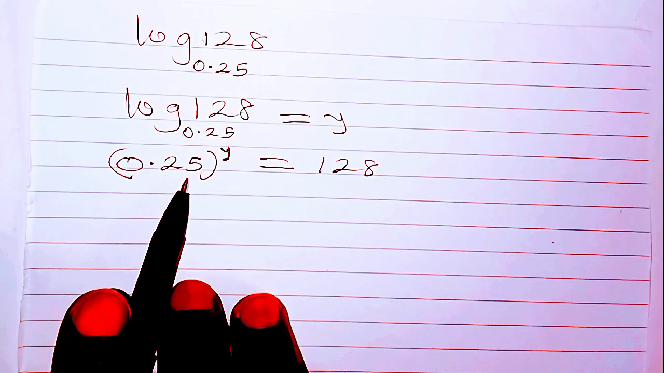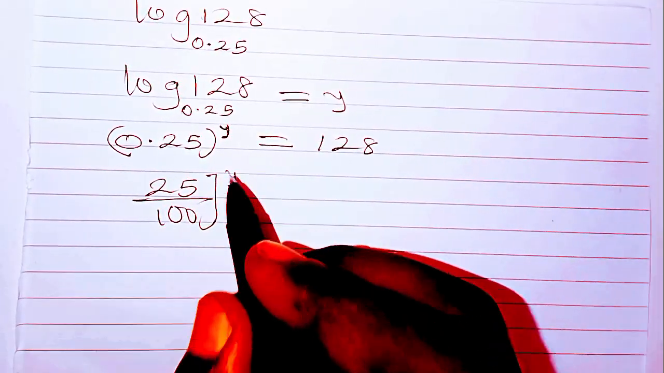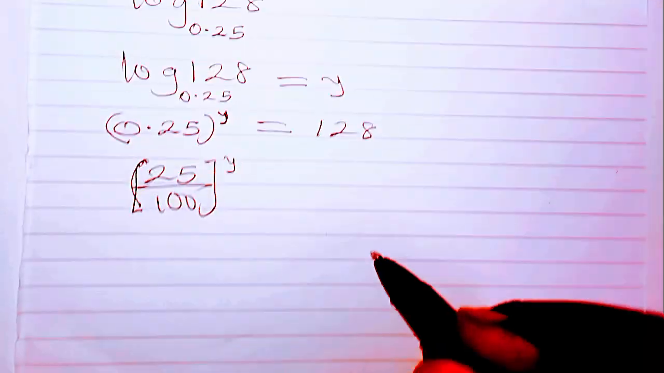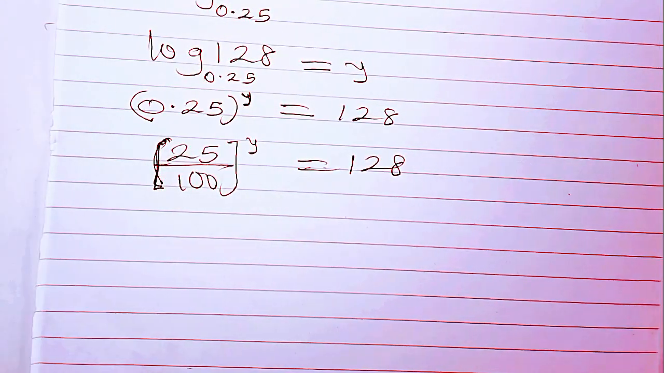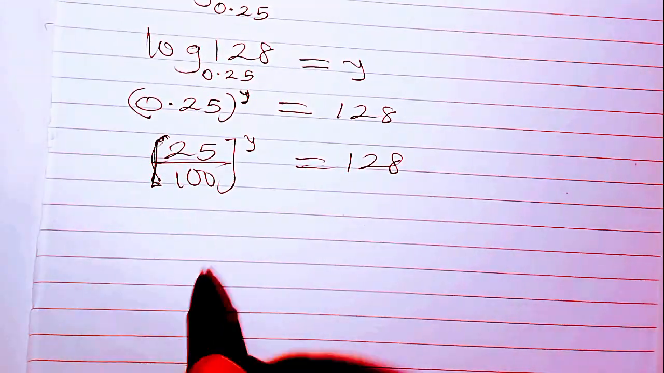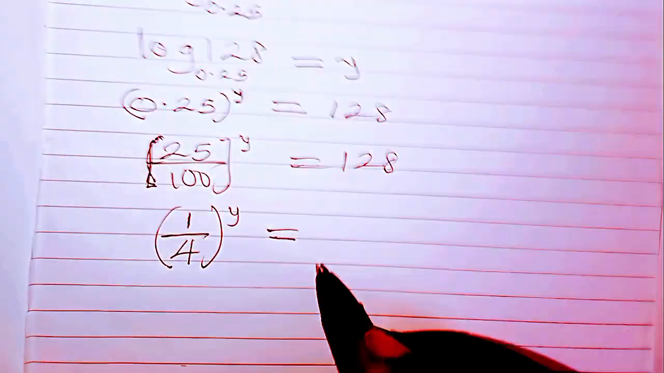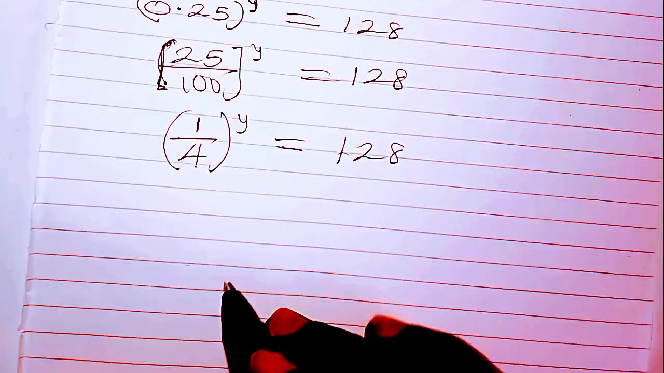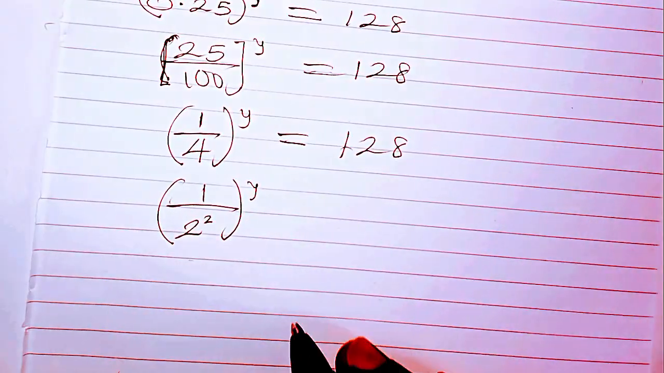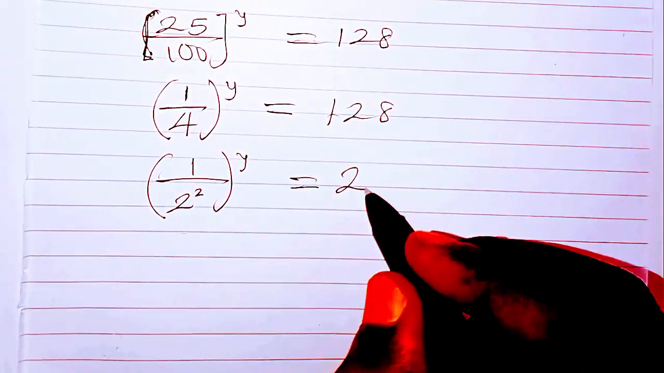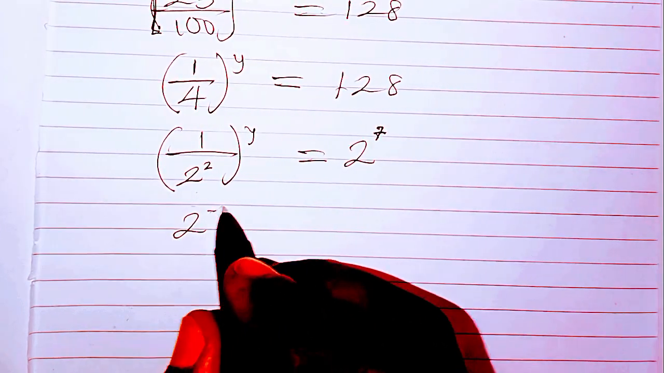Then 0.25 can as well be written as 25 over 100, raised to the power of y, equal to 128. And then we can reduce 25 over 100 to its simplest form, 1 over 4, raised to the power of y equal to 128. In this case, we can write this as 1 over 2 squared, that's 4 there, raised to the power of y equal to 128, which can be 2 raised to the power of 7. And we can write 1 over 2 squared as 2 raised to the power of minus 2.